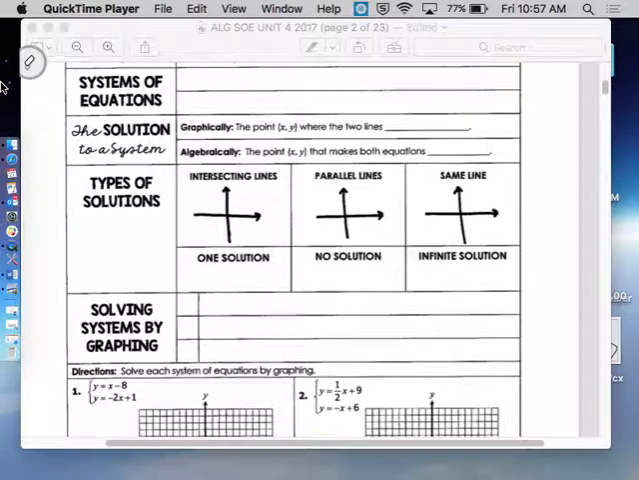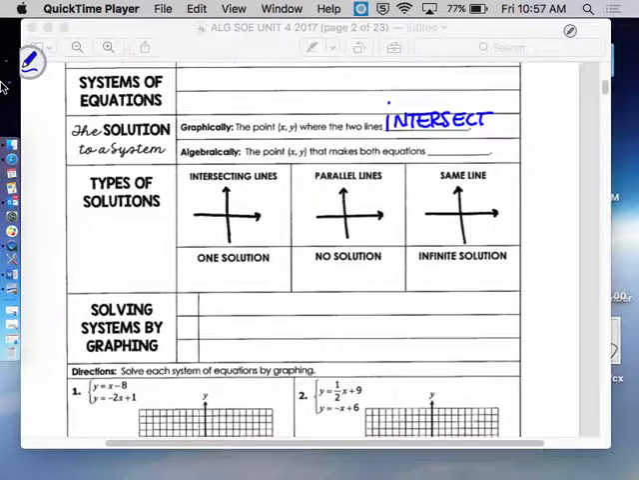This will serve as an introduction to solving systems of equations, focusing mainly on solving by graphing. Graphically, a point (x, y) where two lines intersect is considered the solution to the system. So what we're going to be doing is graphing two lines together at the same time in the same plane and trying to find a point where they intersect.